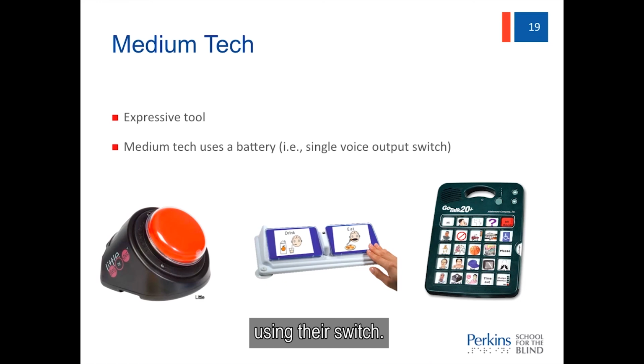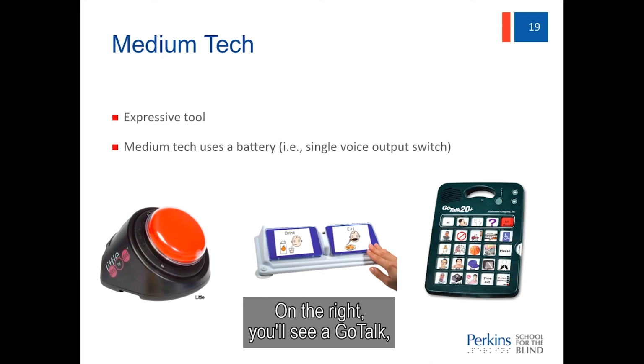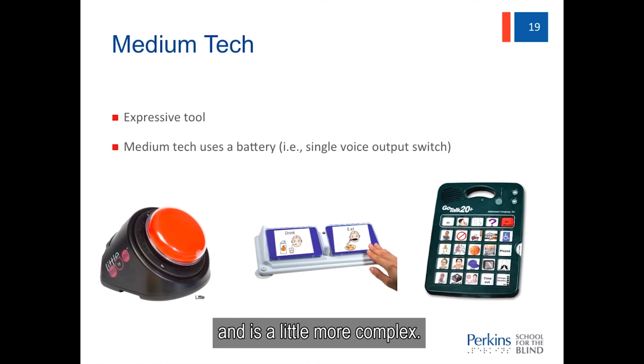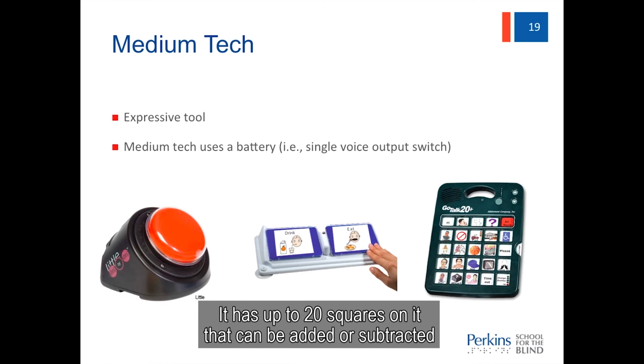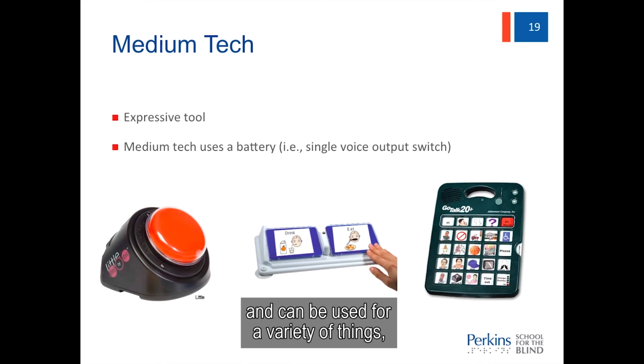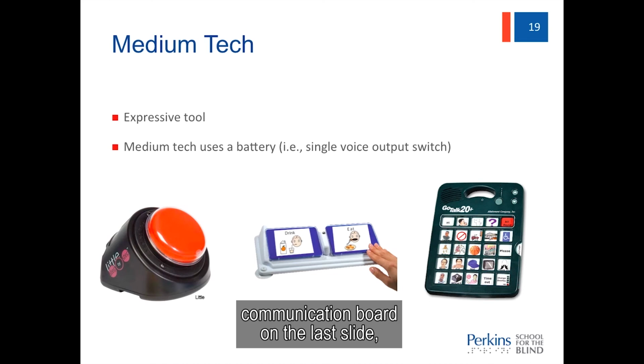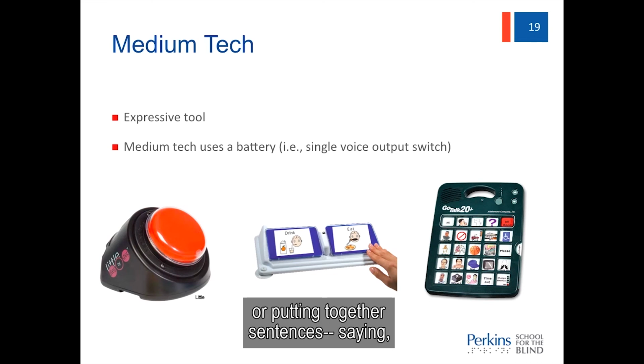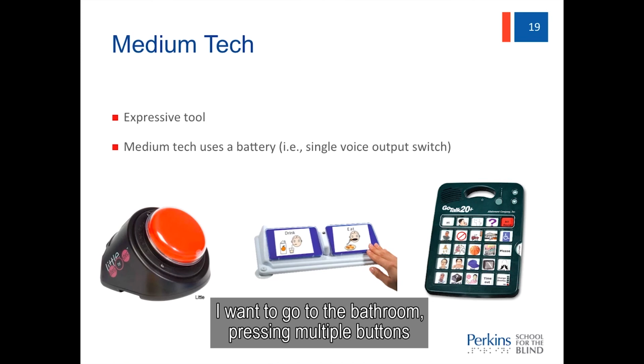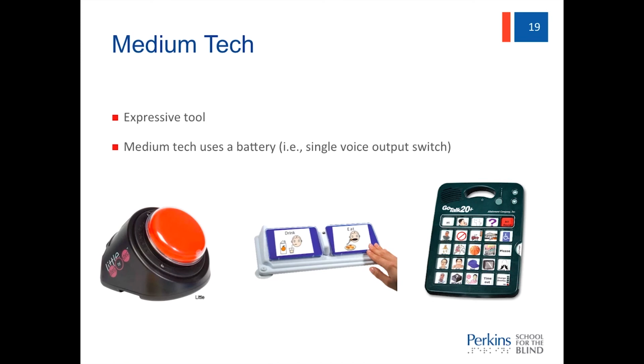their switch. On the right, you'll see a Go Talk, which is also powered by a battery and is a little more complex. It has up to 20 squares on it that can be added or subtracted and can be used for a variety of things, such as errorless choice making, such as the picture communication board on the last slide, or putting together sentences saying, I want to go to the bathroom, pressing multiple buttons in different rows.